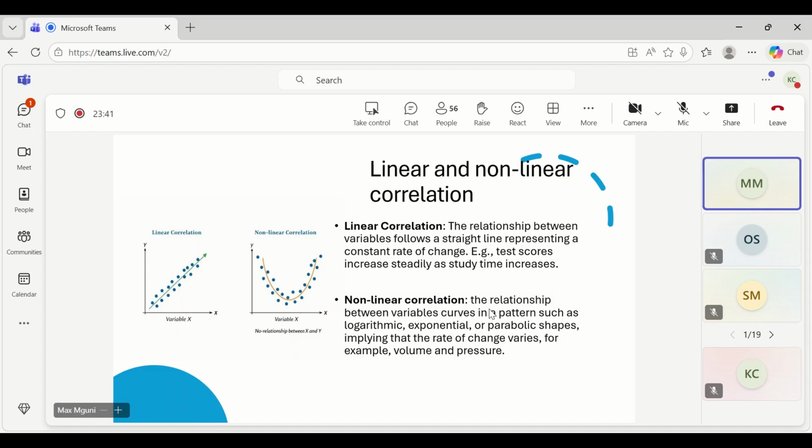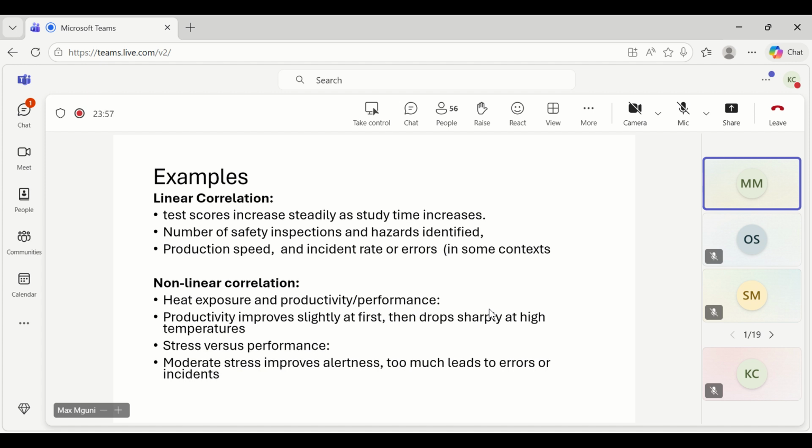So in the linear one, the relationship between variables follows a straight line representing a constant rate of change. On the non-linear one, I think I've already done justice to that. Examples of linear correlation: test scores increase steadily as time increases. So as you start your studies in a particular course, your test scores may be low, but as you study more on the subject, your test scores may begin to increase.